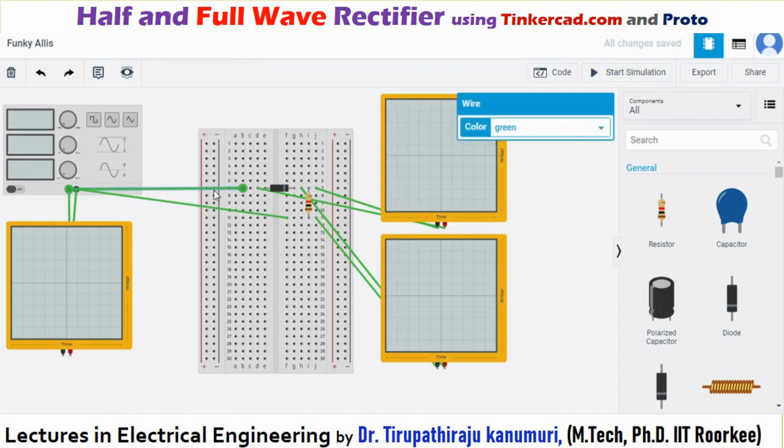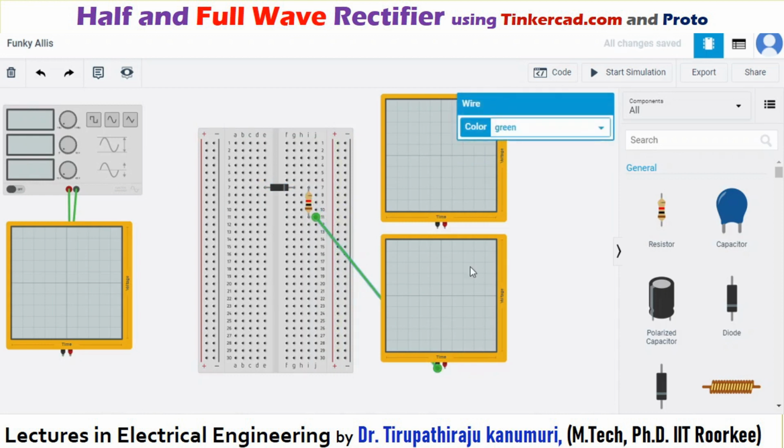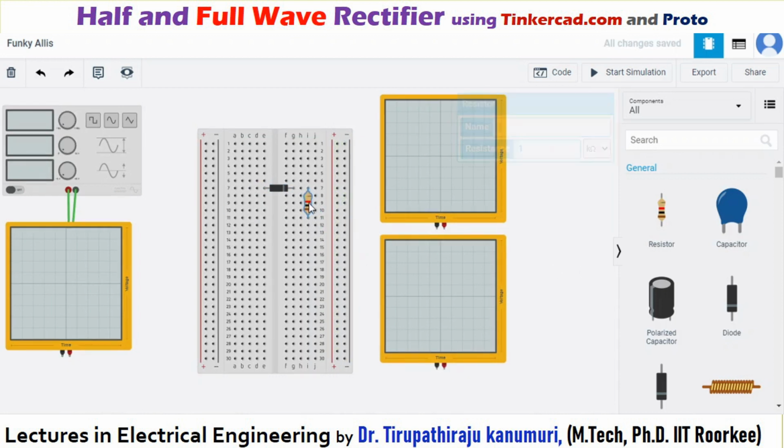I am just deleting the connections which will be confusing for me. Let us try to connect the bridge rectifier. For connecting the bridge rectifier, what should we do? This should be connected horizontally. Let us assume I am connecting here. So this one is connected here. Now one more diode is required. This will be diode D1, this will be diode D2.